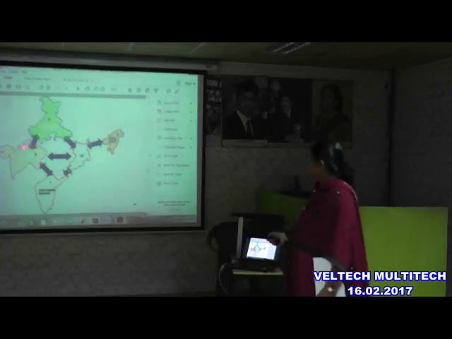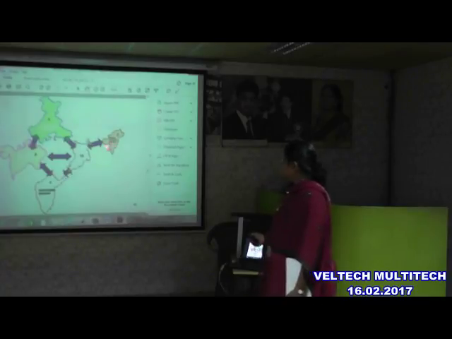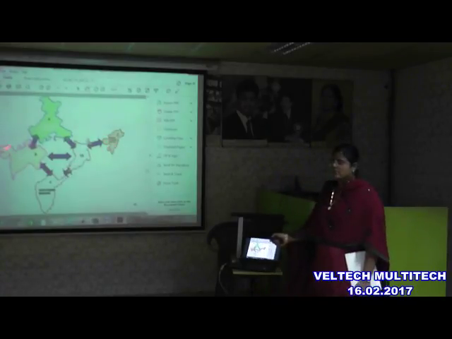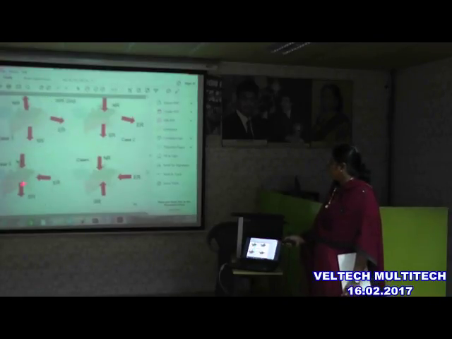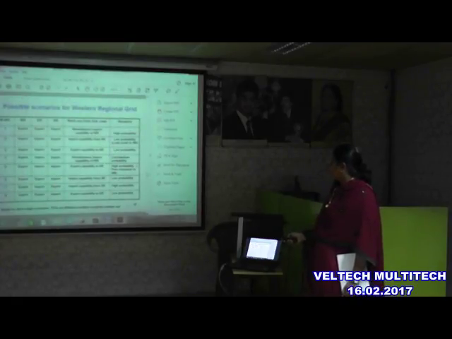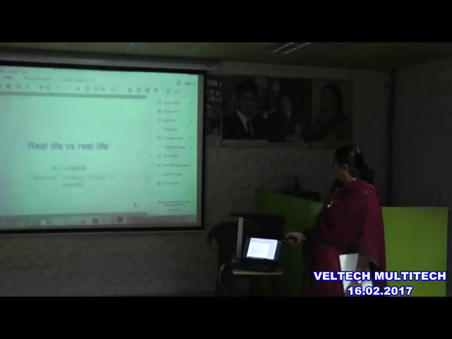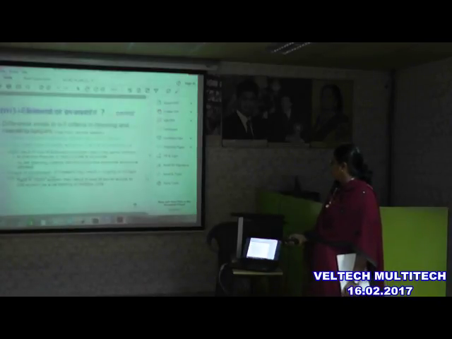You see here how the grid is divided: southern region, northern region, western region, eastern region, and northeastern region. Basically 5 regions you are seeing, but only 4 we have put together. East is connected to northeast. See here, case 1: north, east, southern region, and case 2: western grid. Our intention is to see real life versus real life.